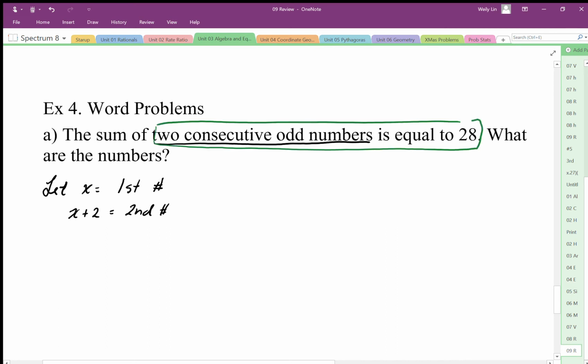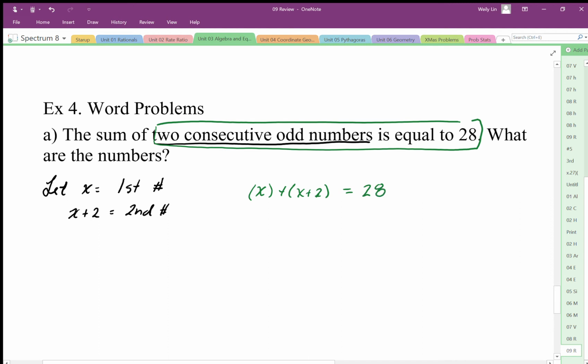So we have two consecutive odd numbers equal to 28. So there's our equation. We're going to add our consecutive odd numbers, so x plus x plus 2, and that's going to equal 28. Okay, and then we just solve for x.